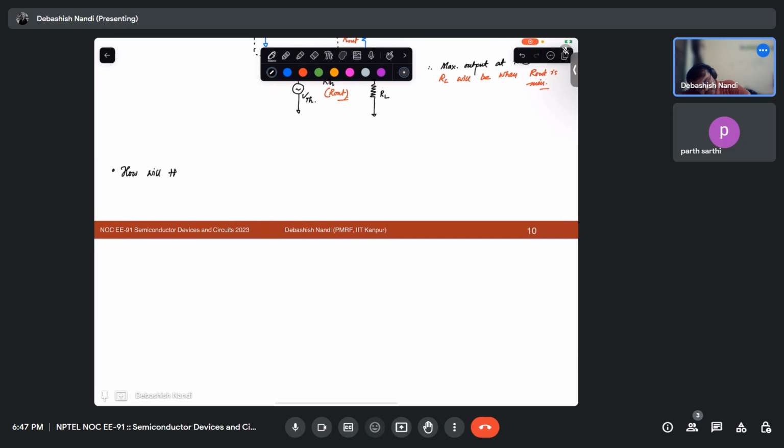How will the scenario change if we have a transconductance amplifier? Do you know what is the meaning of transconductance amplifier?